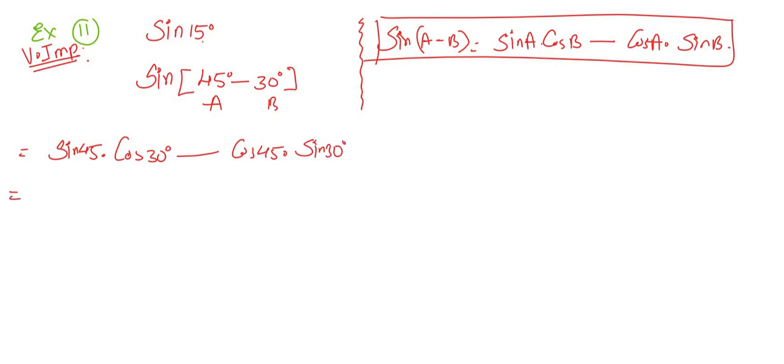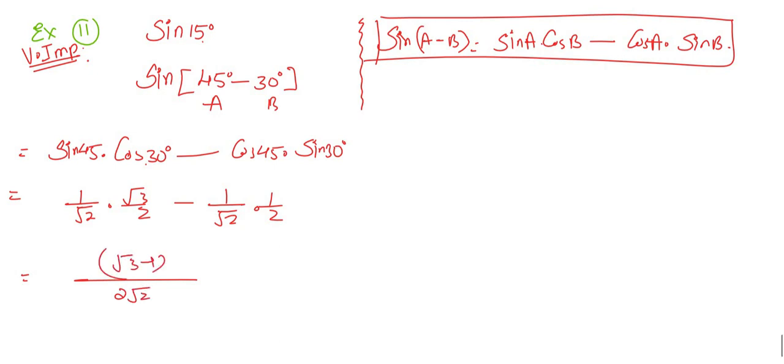Sin 45 is 1 by root 2, cos 30 is root 3 by 2, minus 1 by root 2, sin 30 is 1 by 2. So what I will get here is, 2 root 2 is the LCM, root 3 minus 1. See here, 1 into root 3 is root 3 and 1 into 1 is 1. So this is my answer.